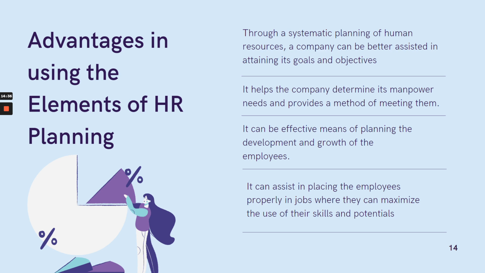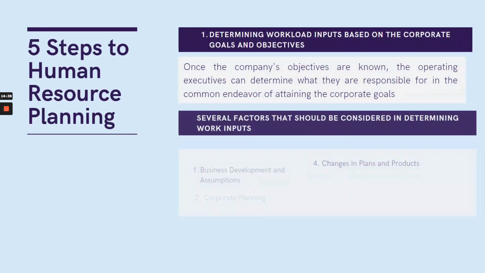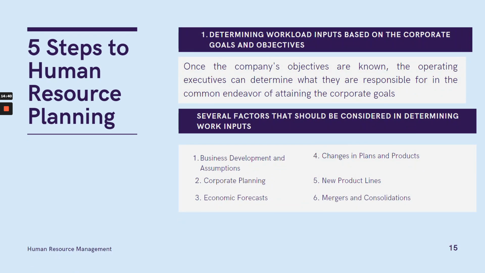Okay, and also we will be discussing the 5 steps to human resource planning. So unsaon man siya? There are 5 steps. Number one, determining workload inputs based on the corporate goals and objectives. So based sa imong goals and objectives, imong determine unsa man ang mga workload nga kinahanglan nato. So once the company's objectives are known, the operating executives can determine what they are responsible for in the common endeavor of attaining the corporate goals.